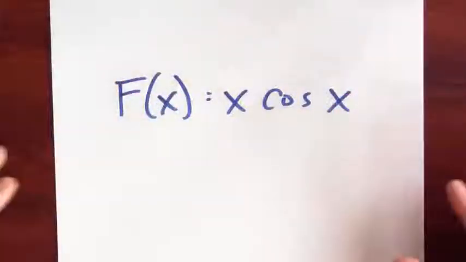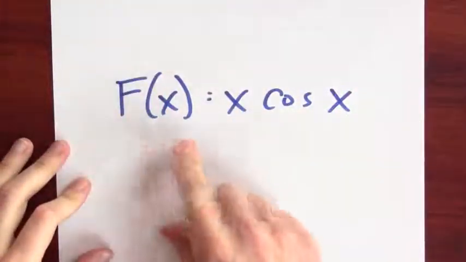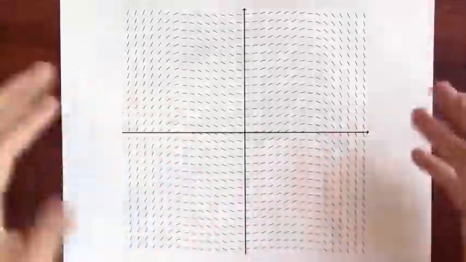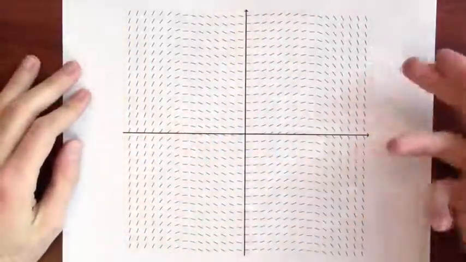Well, let's look at a specific example. Here's a specific example: function big F of x equals x times cosine x. Now I can draw the slope field for this example. Well, in that case, here's the slope field that I get.